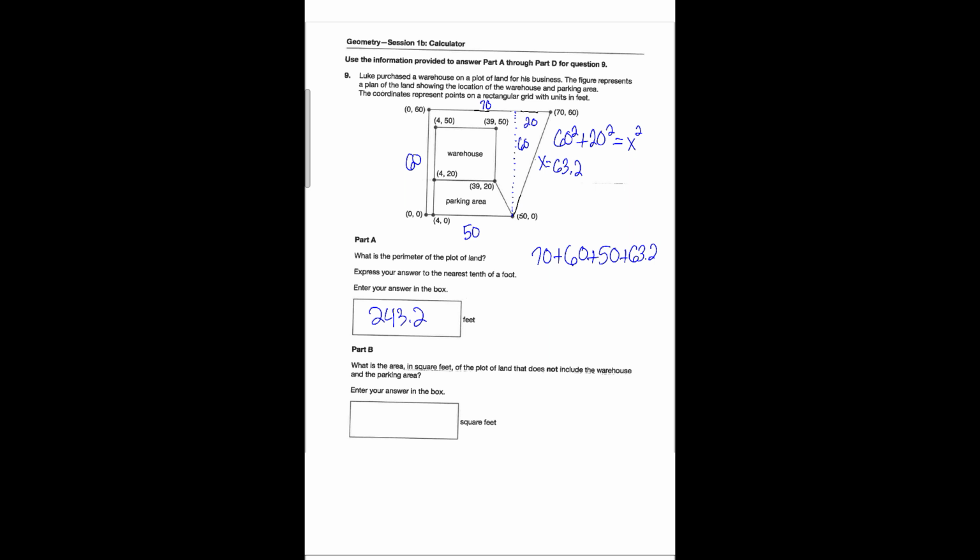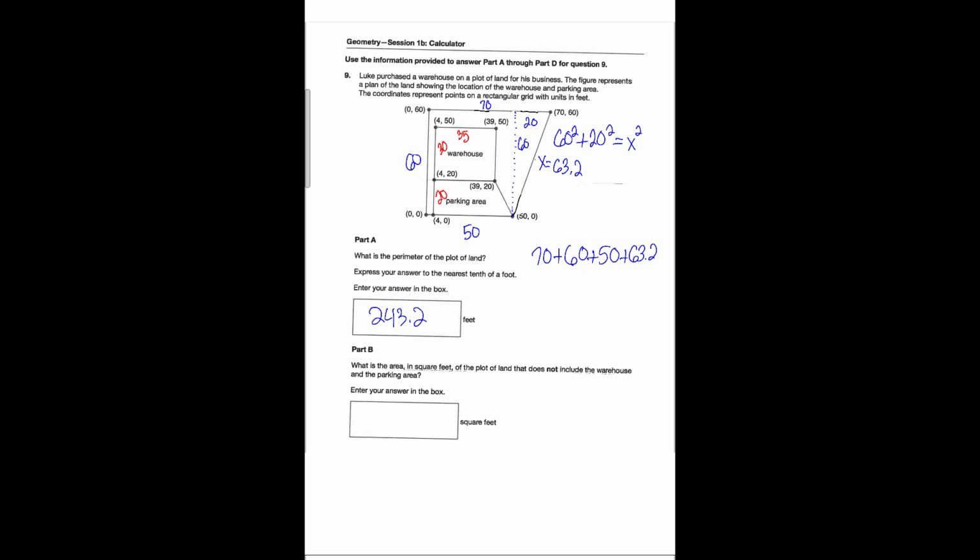So let's just look at the warehouse. Let's look at the Y values. So we'll start with the parking area. From 0 to 20, we know this dimension is 20. From 20 to 50, we know this dimension is 30. Now we need to go for the X value from 4 to 39. If we're going from 4 to 39, what's our dimension? You would do 39 minus 4, which would be 35. So this is 35 across.